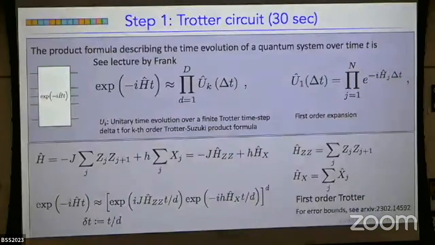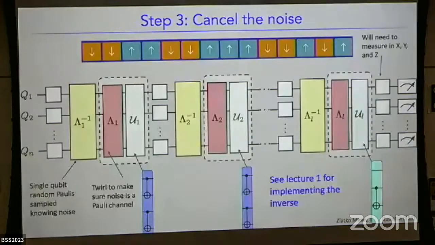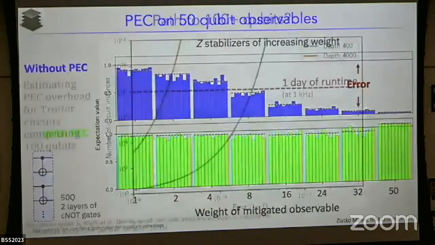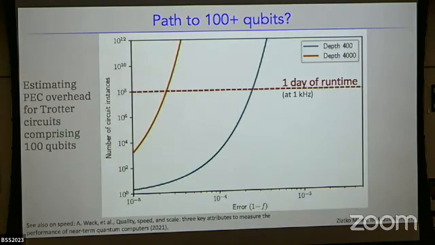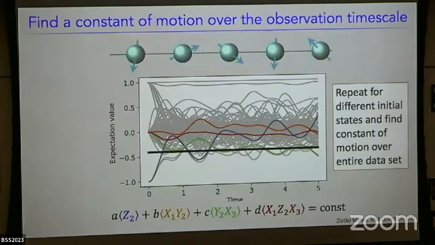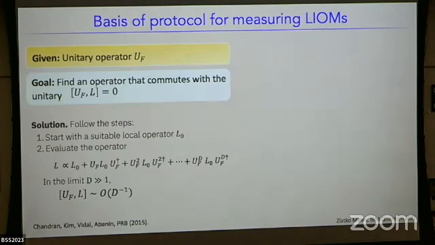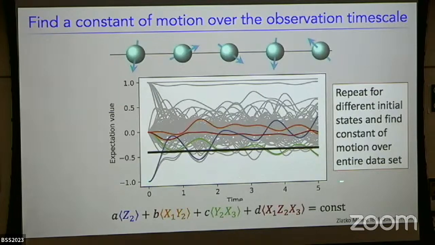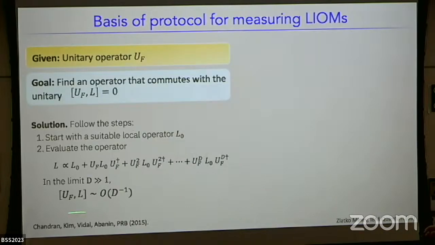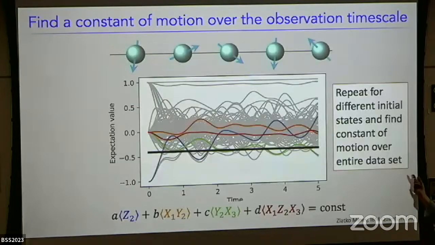Oh, good question. The question is, does the procedure for finding the Lyons always give you the same Lyon? The answer is that it converges better and better for longer time. So I believe strictly speaking, in the infinite time limit, the procedure we use will give you a precise Lyon. And that's covered in the paper down here and also in the supplement of this paper.